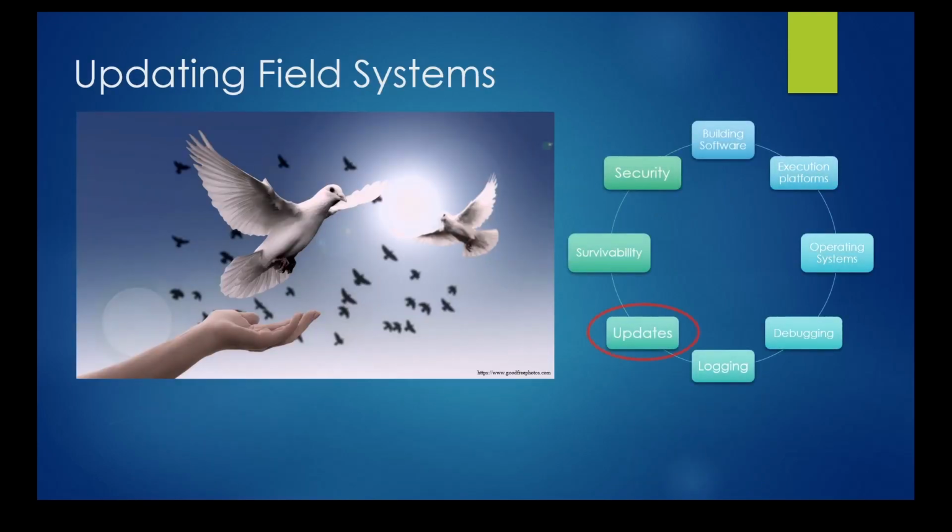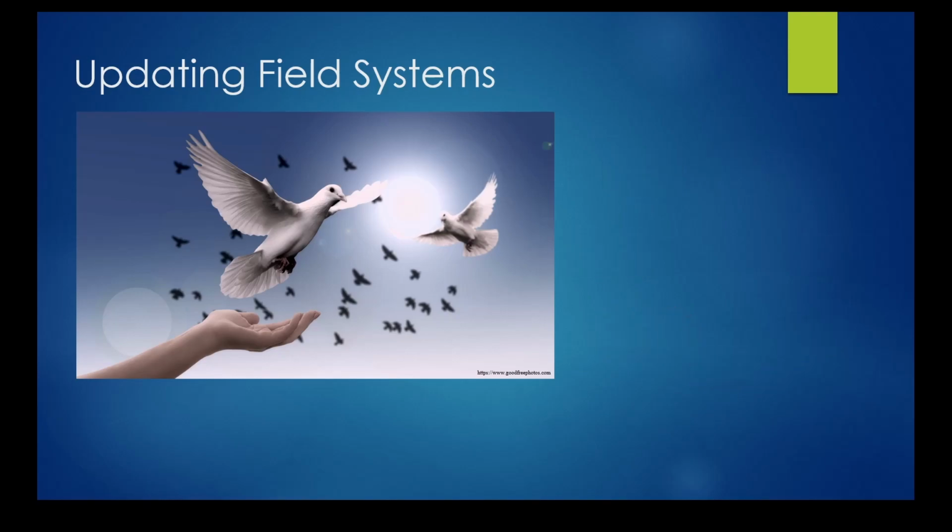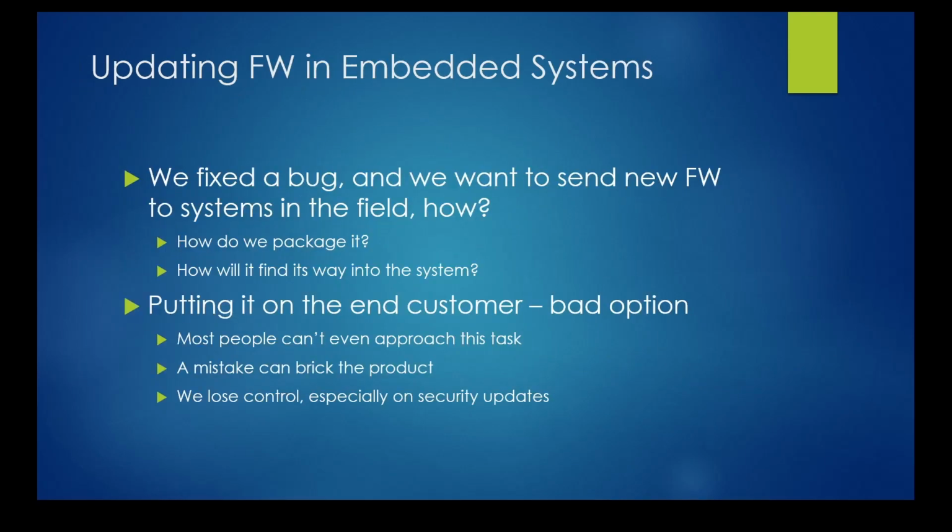Now we get to one of the most heavyweight subjects in embedded systems: field updates and bug fixes. Assume we have fixed a bug, perhaps even a security vulnerability. How will it get to units that are already deployed in the field?